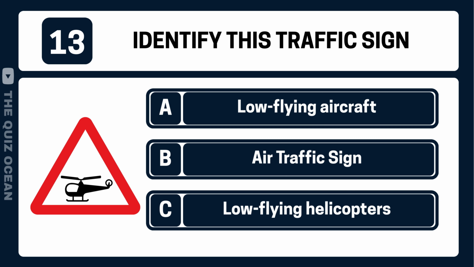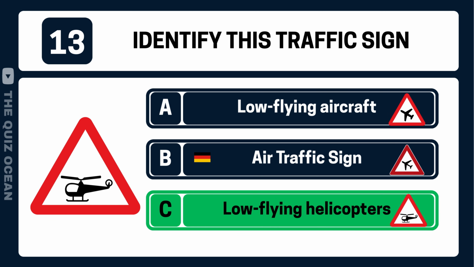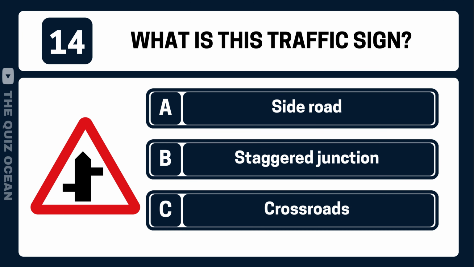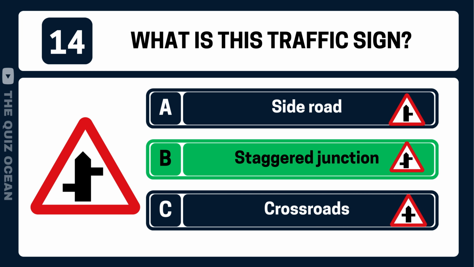Identify this traffic sign. Exactly. This sign warns of low-flying helicopters in the area. What is this traffic sign? You got it! This sign indicates a staggered junction ahead.